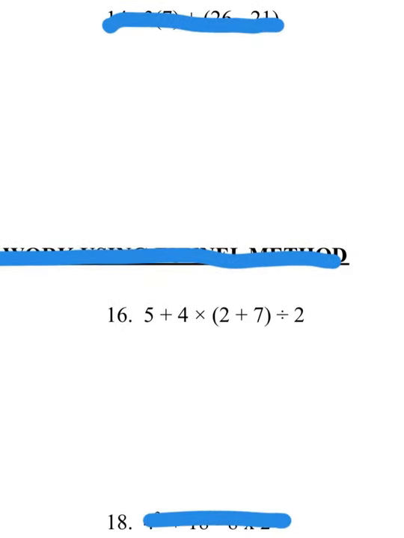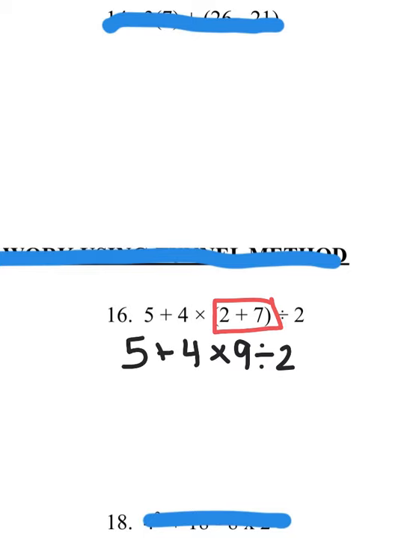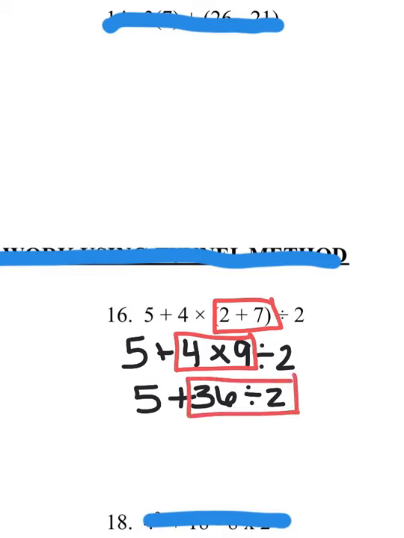Again, go through my PEMDAS. I don't have any exponents, but I do have parentheses right here. Go ahead and solve that. Give us 9. Bring down the rest of my equation. No exponents. I do have multiplication, so I'm going to go ahead and do that. 4 times 9 gives us 36. I'm going to bring down the rest of my equation. We just did multiplication, now we can do division. 36 divided by 2 is 18.